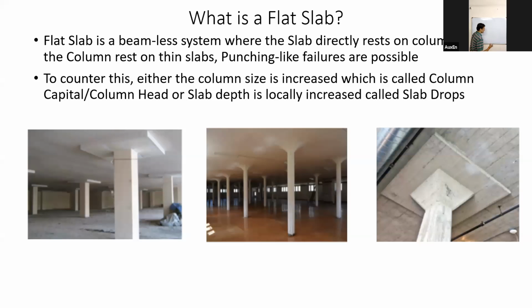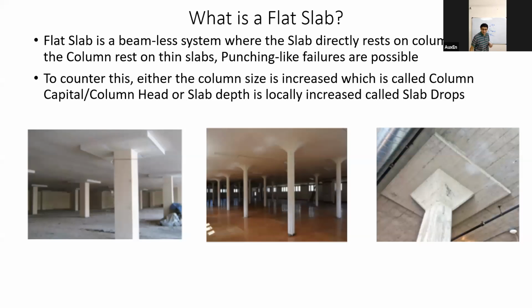So if I just draw a picture over here, so this is my slab. If I increase the column size locally, this is my elevation that I am drawing. Okay, this we call a column capital. This is my column and this is my slab. So we are calling it a column capital. So this was the first strategy that was available to us.